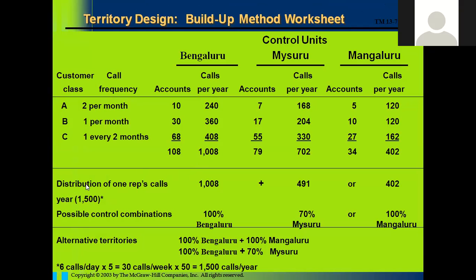Sir, one doubt. You wrote this possible control combination here: Bangalore is 100% and Mangalore is 100%. Why is Mysore 70%, sir? I will explain. That step is now. Now I have to explain.